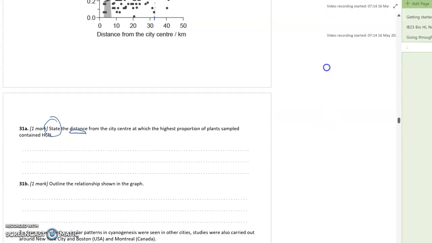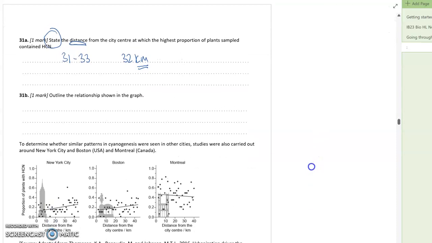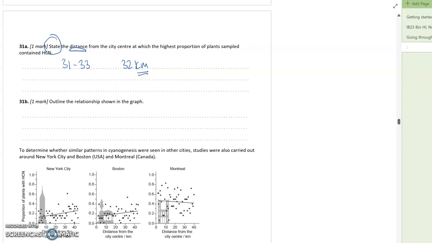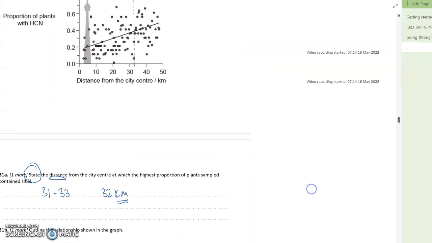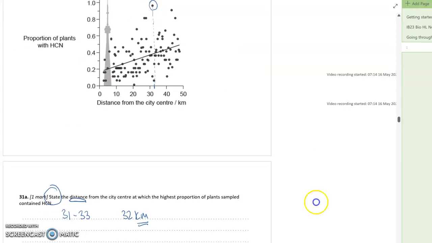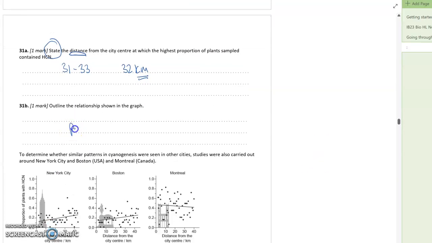Now, the mark scheme gave between 31 to 33. That was the range that is allowed. The answer it wanted was 32, and the units was kilometres. Okay, so then B, outline the relationship shown in the graph. So that's just a really quick, straightforward one. What's the relationship? It's a correlation, and it's a positive correlation. So that's what you're looking for there. We'd already worked that out just through reading the graph.